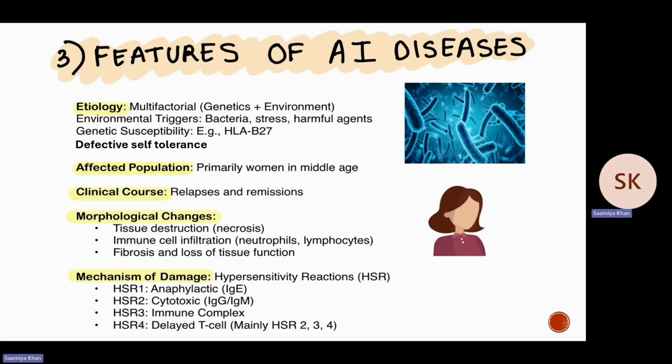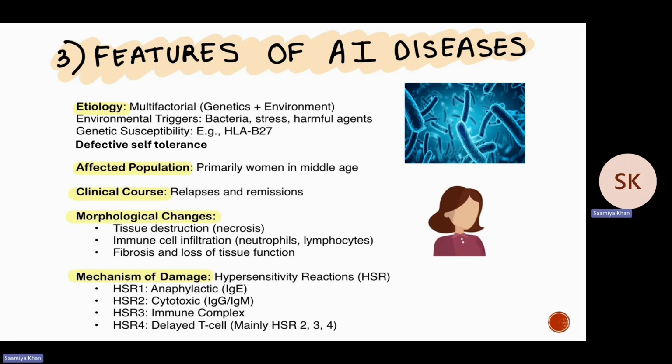Another cause could be having genetic markers like HLA-B27, which could lead to susceptibility to autoimmune diseases in the future. The affected population is mostly women in their middle ages, and the clinical course is relapse and remission, which basically means that during relapse, the symptoms are going to intensify, and during remission, the symptoms subside but temporarily.